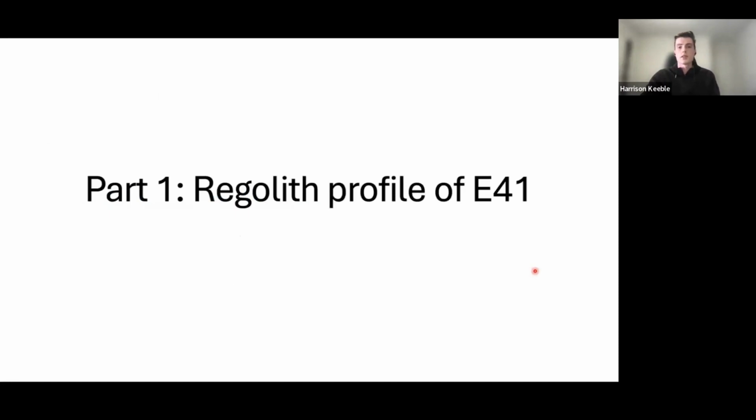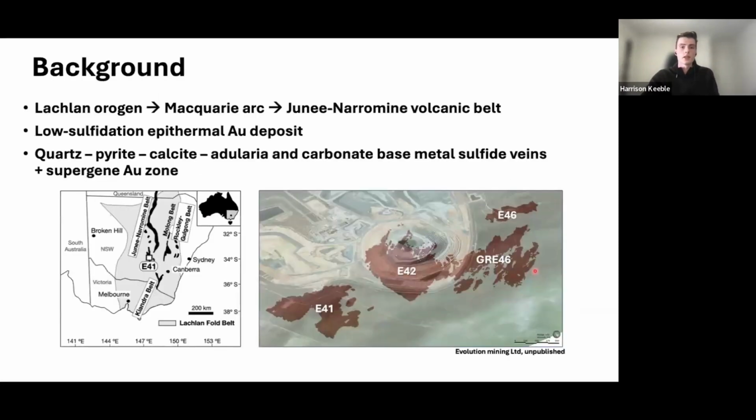So to start with, the regolith profile of E41. E41, which is located at the Keeble Gold Mine, is operated by Evolution Mining. It's in central New South Wales. You can see it just here. It's part of the Gin Narromine volcanic belt within the Macquarie Arc and is a low sulfidation epithermal gold deposit.